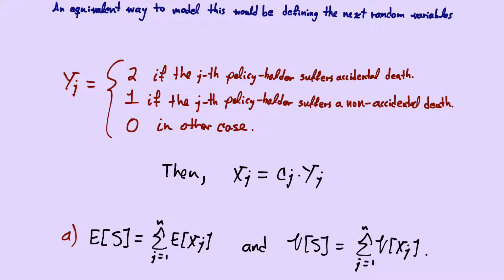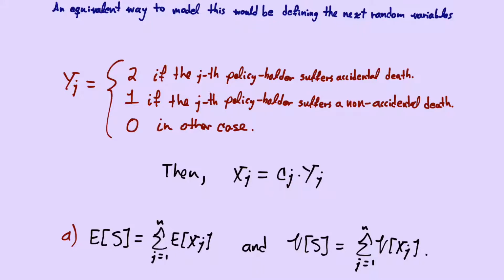Another equivalent way to model this would be defining the next random variables. Okay, you can define a random variable yj in this way. It would be equal to 2 if the jth policyholder suffers an accidental death. It would be equal to 1 if the jth policyholder suffers a non-accidental death, and it would be 0 in other case. So if you define these random variables, then you can write xj equal to cj times yj.